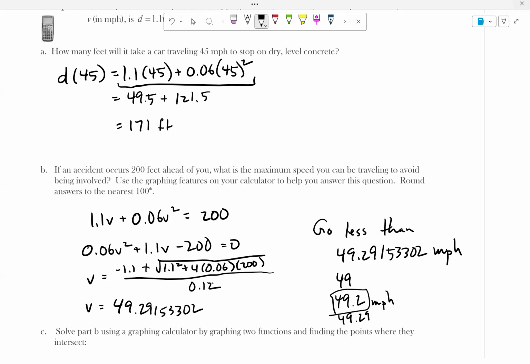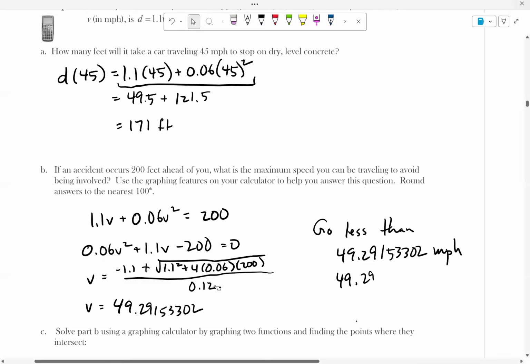To avoid hitting, oh, it does say nearest hundredth. Okay, so it didn't give me a chance to even think about it. And that is less than the number, 49.29. It is less than that, so that's good. Miles per hour.